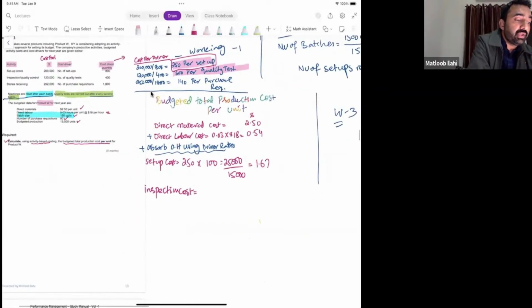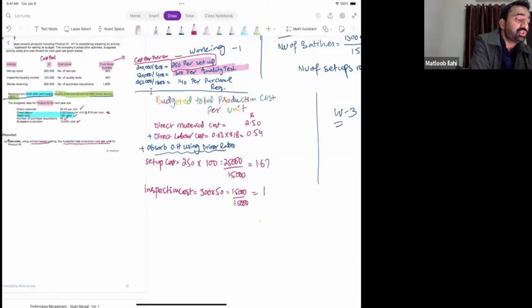The rate is 300 multiplied by 50, and this is equal to 15,000, divided by 15,000 units. How much is the inspection cost per unit? 15,000 divided by 15,000 is equal to 1.